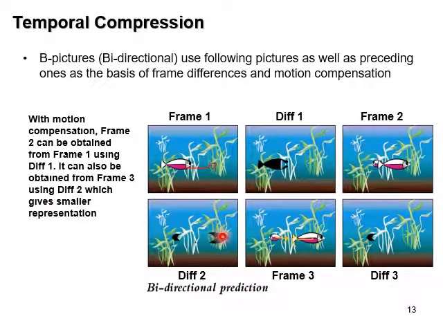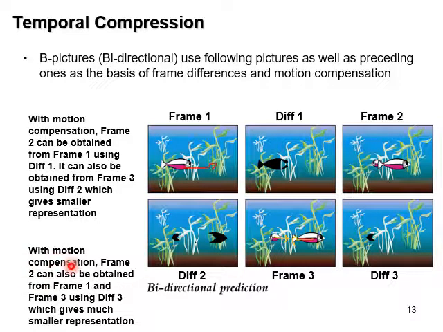The number of pixels that you are storing, the number of black pixels that are shown here, is actually less than what you have in diff1. But there is actually something even better than this, which is, can we predict frame 2 from frame 1 and frame 3 combined and get something better?